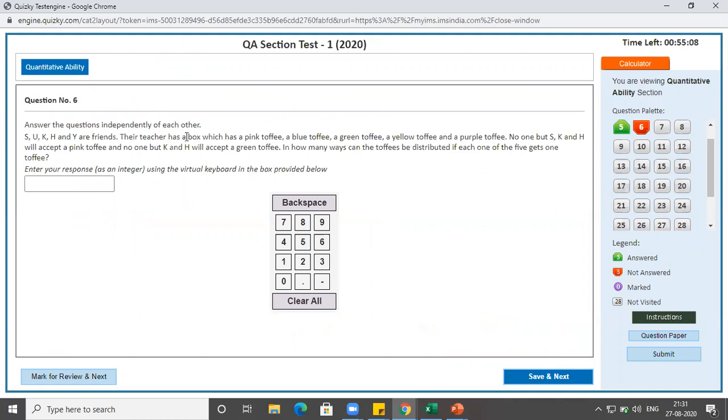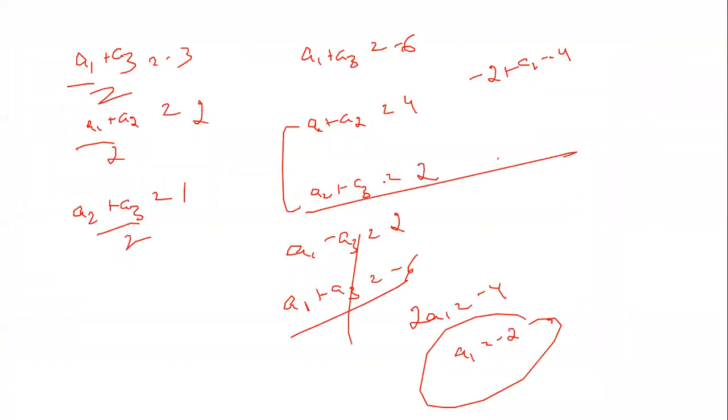Okay. Pick a box which has a... okay, seems like a PNC question. So our friends, five friends and their teacher has a box which has pink, two, three, four, five kinds of toffee. No one but S, K and H will accept a pink toffee.